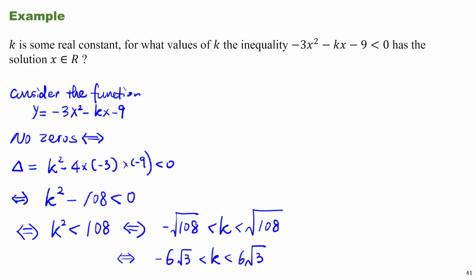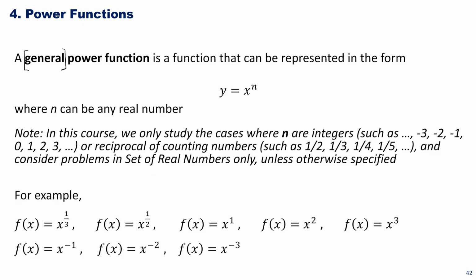Okay, so this is a quadratic function. We can take a 5 minutes break, and after that, we'll have a look at the next topic, which is a power function, or general power function. Okay, I'll see you in 5 minutes.